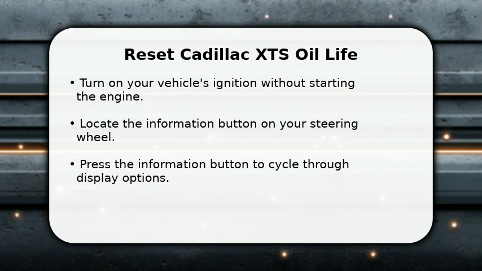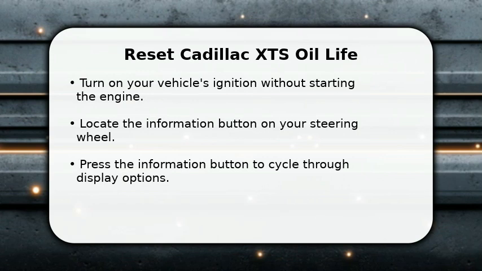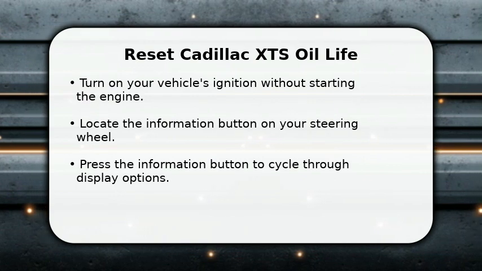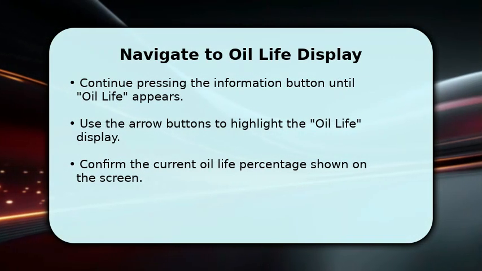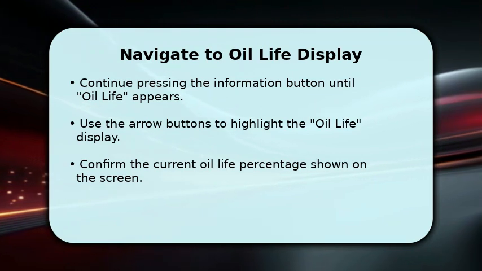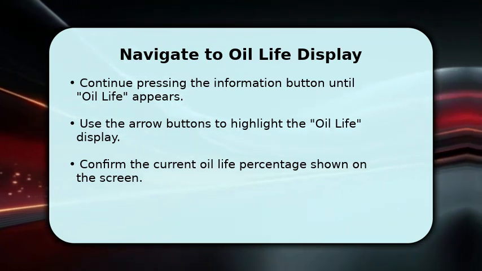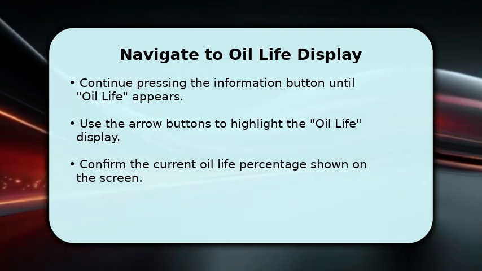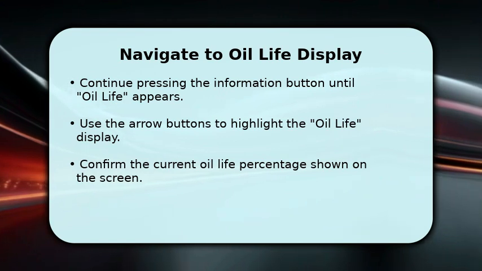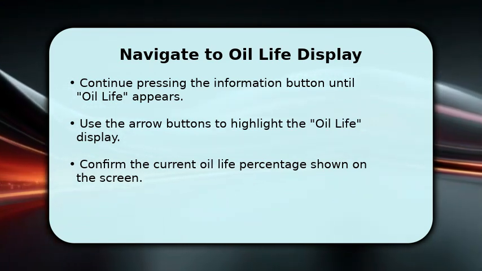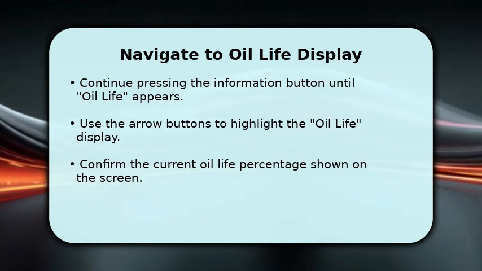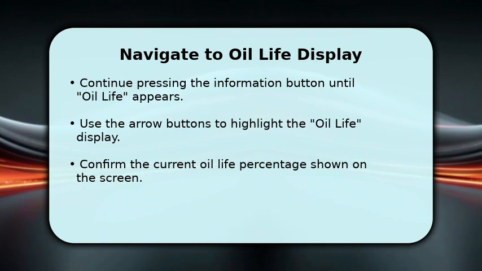Press this button repeatedly to cycle through the various display options on your driver information center until you see the oil life percentage. Once you've cycled through the options and found the oil life display, you'll see a percentage indicating your current oil life. This is the reading you need to reset. If your vehicle has arrow buttons on the steering wheel, you might use them to highlight the oil life option. Ensure you are on the correct screen before proceeding to the next step.